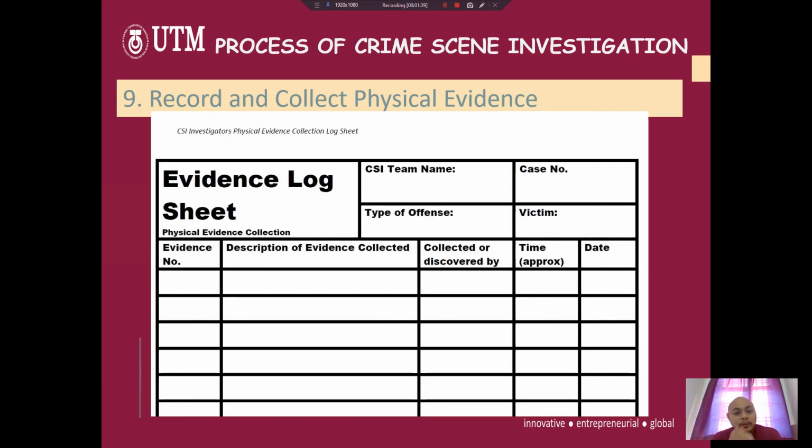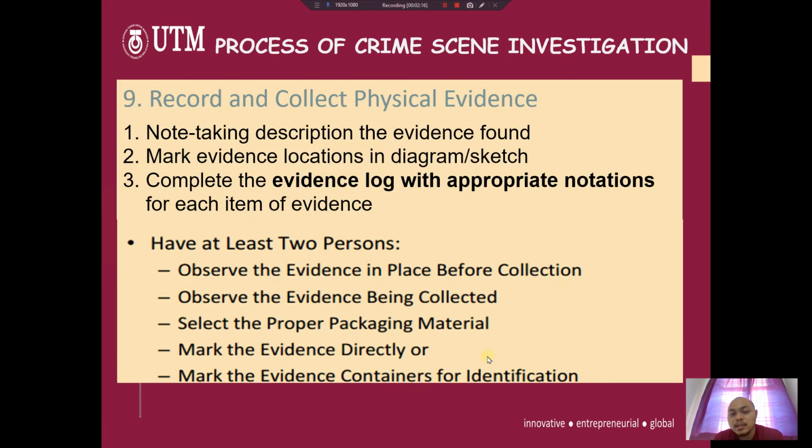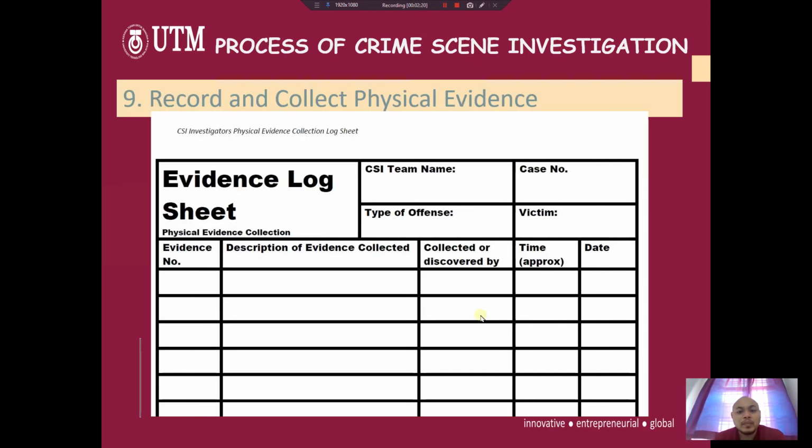Here is the kind of evidence log. You have the evidence number, description, collected or discovered by, and time and date. You need to have this information as well, because you need to prove to court which case the evidence log belongs to. So you need to include the CSI team name, case number, type of offense, and victim. So you need to link your evidence log and sheet to the case as well. The same goes for the sketches. For the sketch, you also need to have the details of the date. Of course, you need to have the signature.